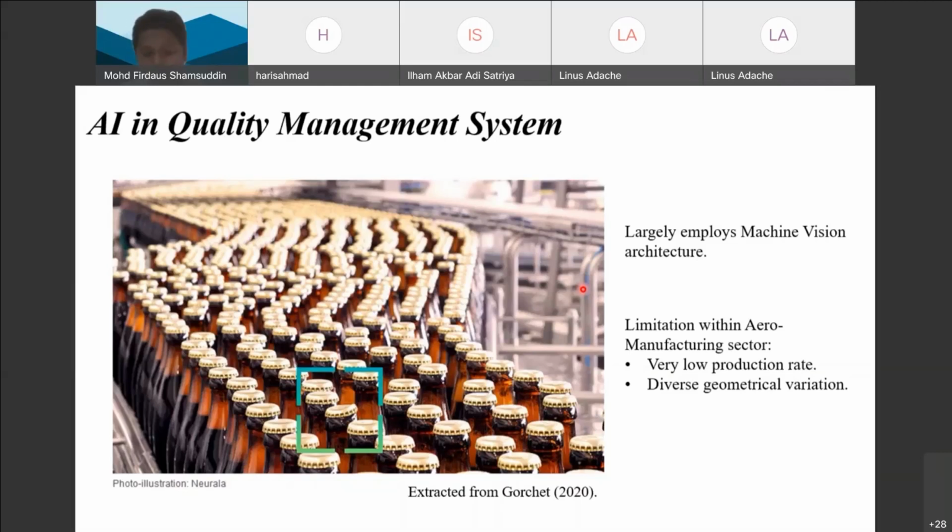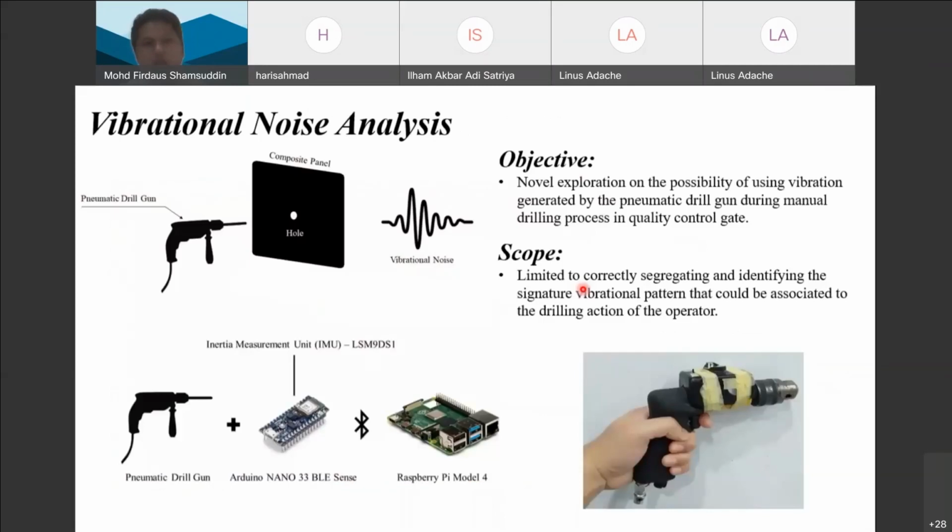So what we are proposing is to use the vibrational noise of a drilling process. We focus our project on the hole drilling process. We are going to use the vibration of the pneumatic drill gun, and use the vibration that we measure from there to check whether we can use that vibration signal in our quality management, in our quality gate. So that is our objective.